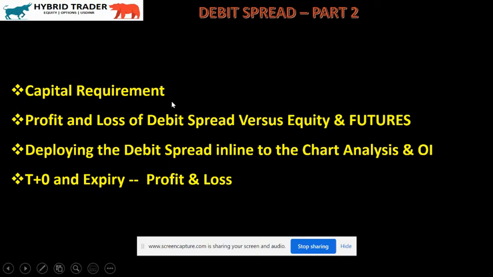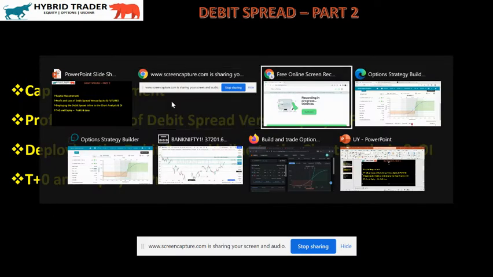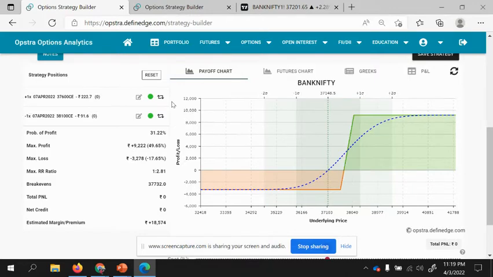Capital requirement. This time, friends, we'll use Opstra. Last time we used Sensibull, so let me use Opstra today. It is very easy for me to show you in Opstra because the profit percentage calculations are given in Opstra, but they are missing in Sensibull. I've taken the same example, friends. 37,600 was my buy and 38,100 the sell. This is called a debit spread.